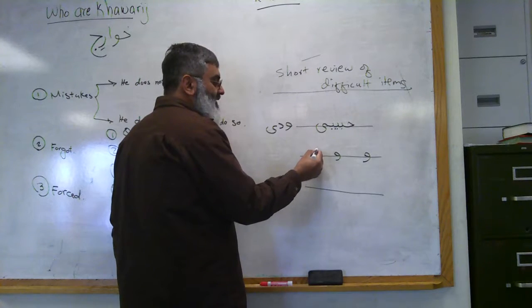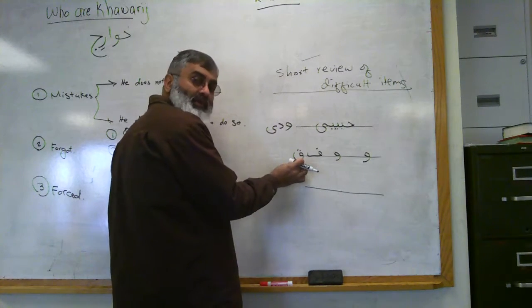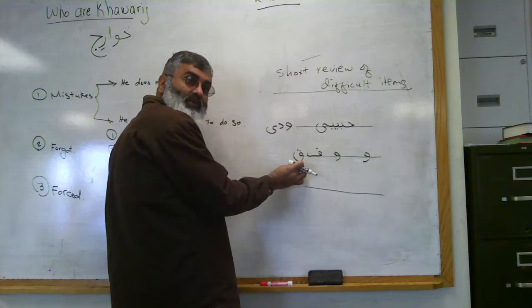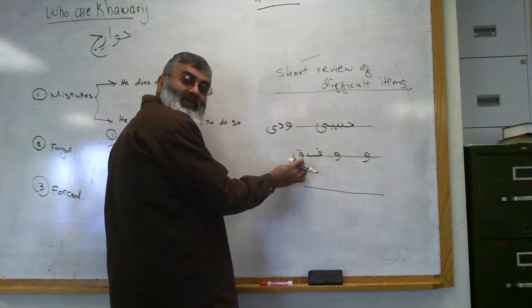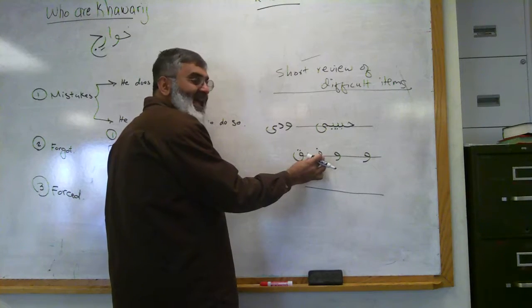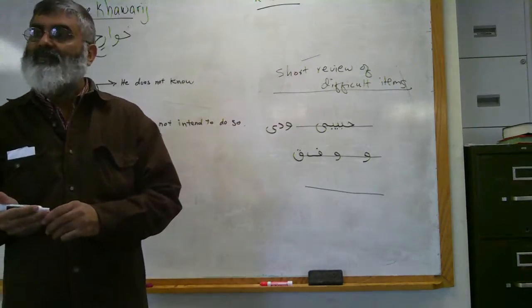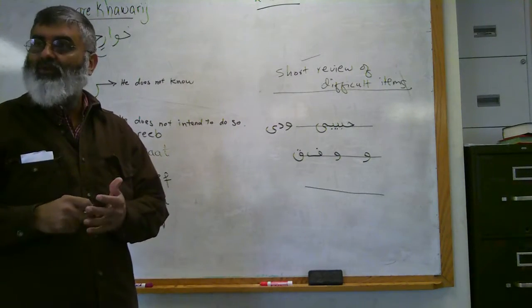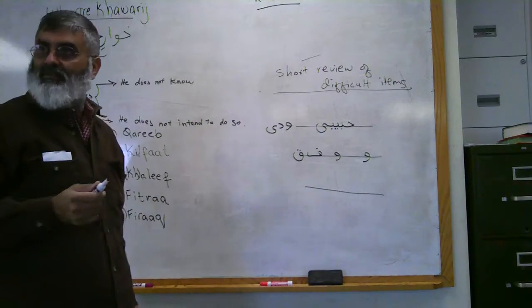Similarly, fa and qaf. Notice how qaf is round and shorter in its width. But fa is flat and thinner. So far so good?